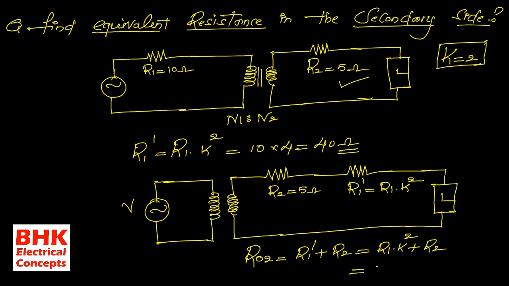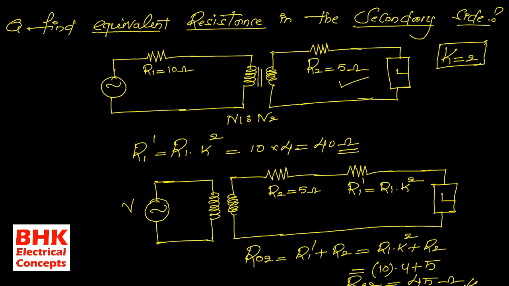Now here R1 is how much? 10. K square is how much? 4. Plus the value of R2 is 5. So here 40 plus 5 means we will get 45 ohms. So here R02 is equal to 45 ohms.